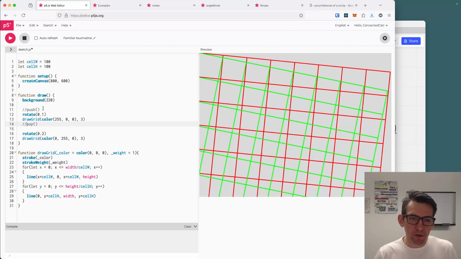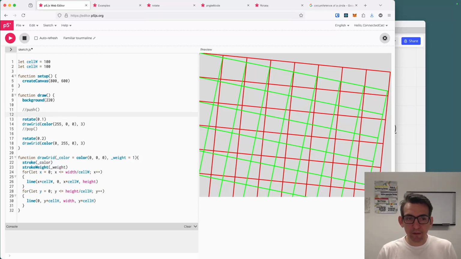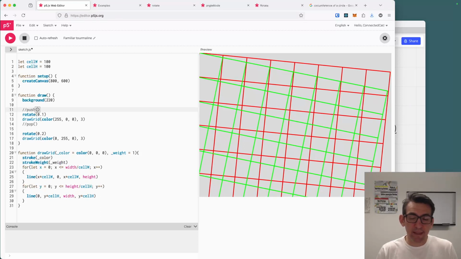So if I wanted to rotate around, let's say, the center of the screen, I would have to move my 0,0 point, because we're always rotating around the 0,0 point, to the center of the screen, right? So let's just look at how translate works.